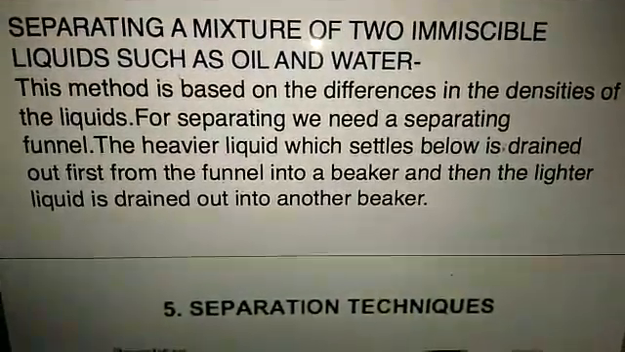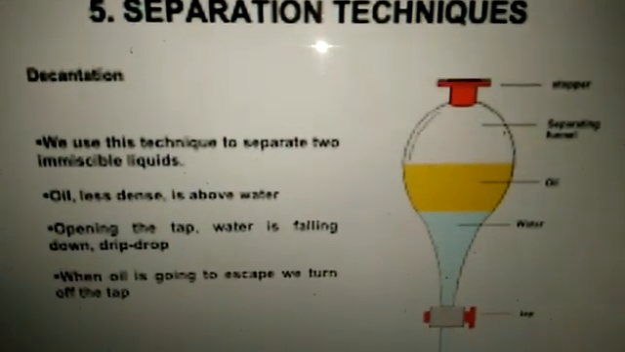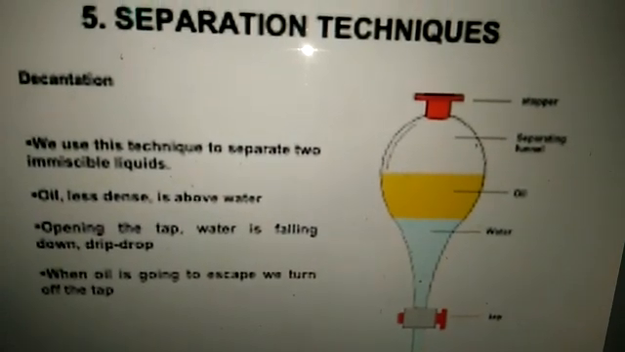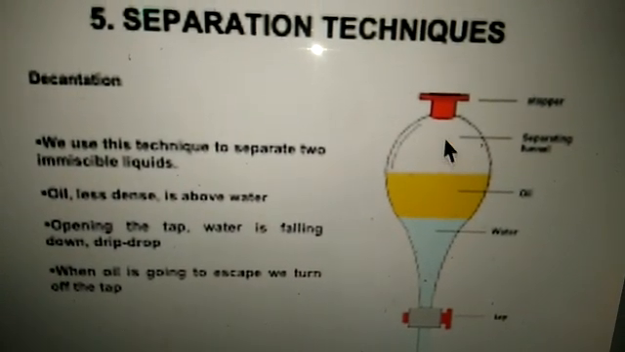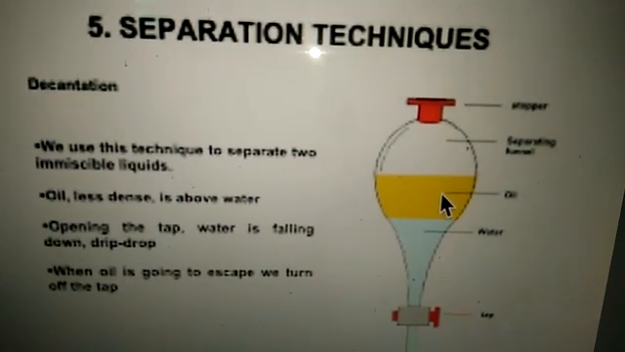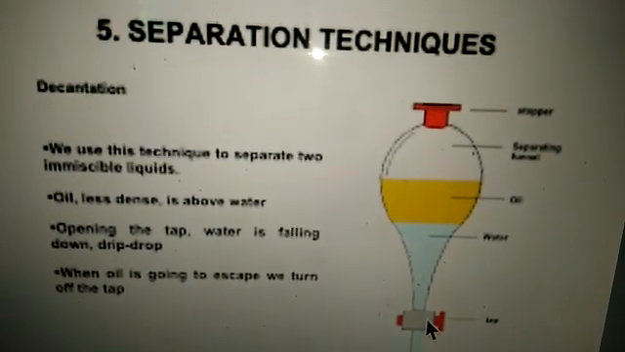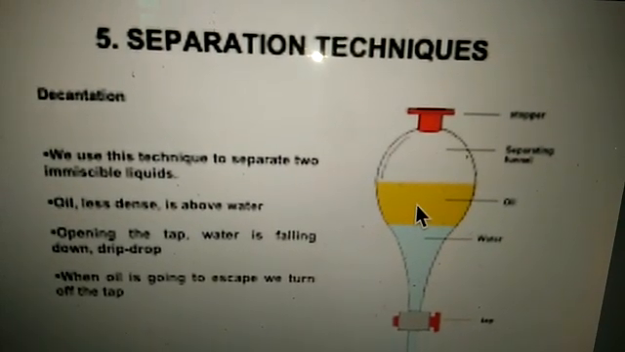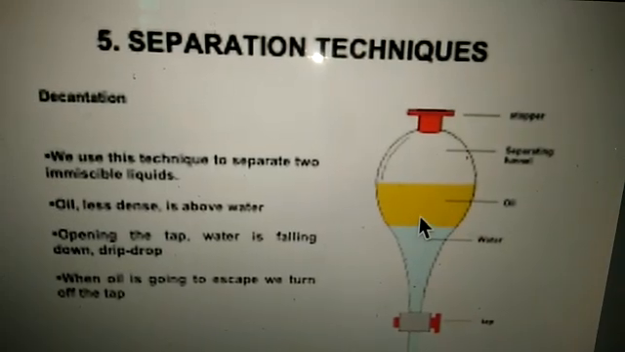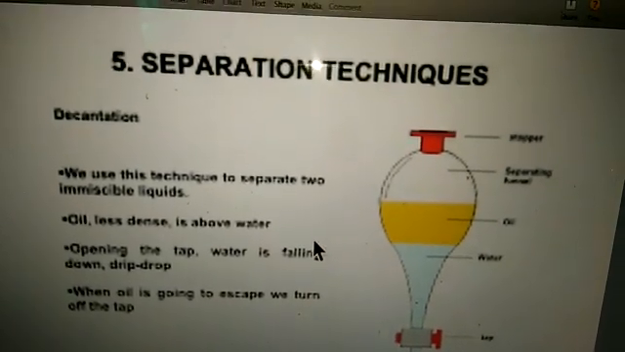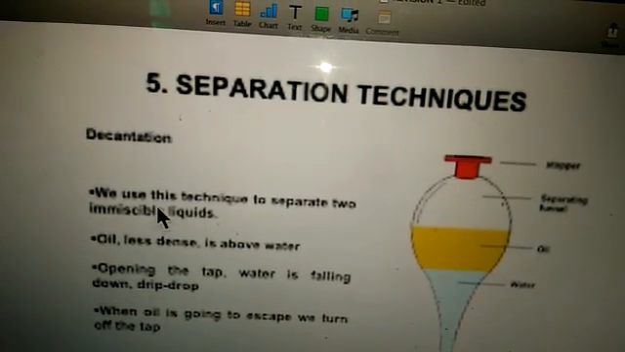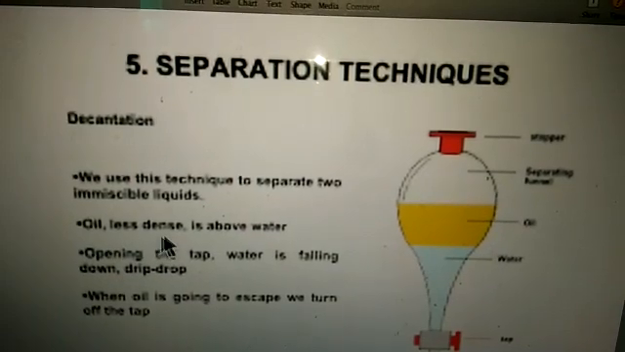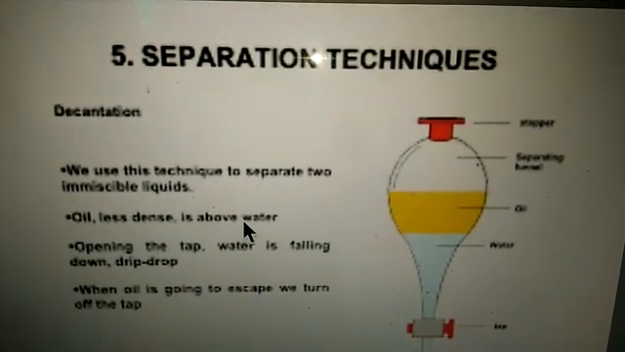Let's see this with an experiment. This is a separation technique using a funnel. See the right side. Here this is the funnel, and at the top is the stopper. Here at the bottom is the tap. This is water and this is oil. Now since oil is lighter than water, it is at the top of water. Now see what is done. First of all, we use this technique to separate two immiscible liquids. Oil is less dense and that is why it is above the water.